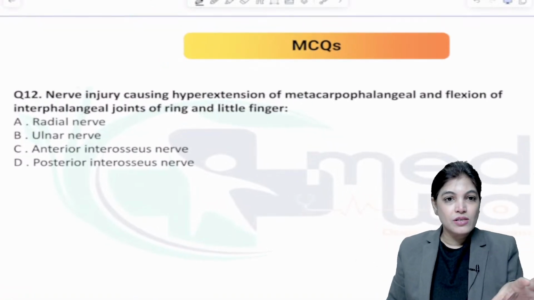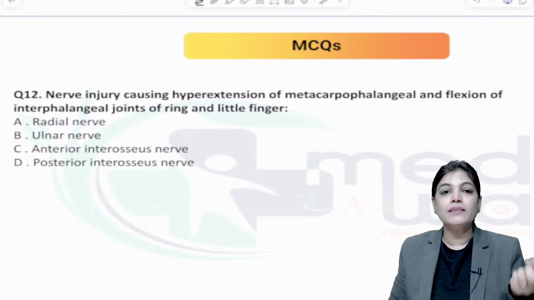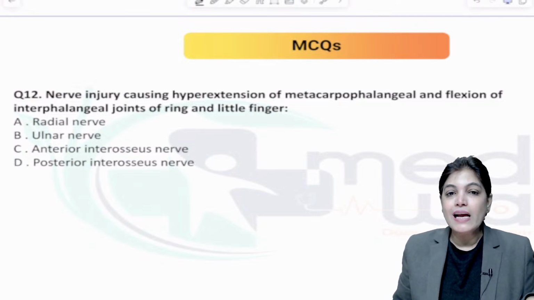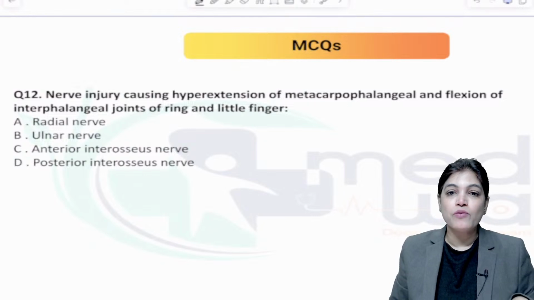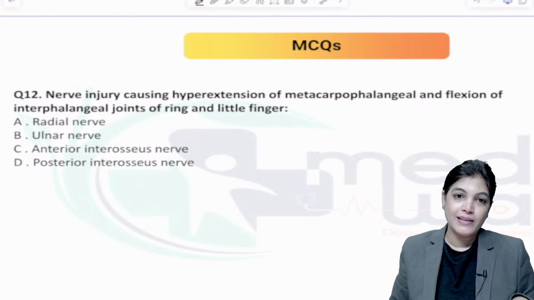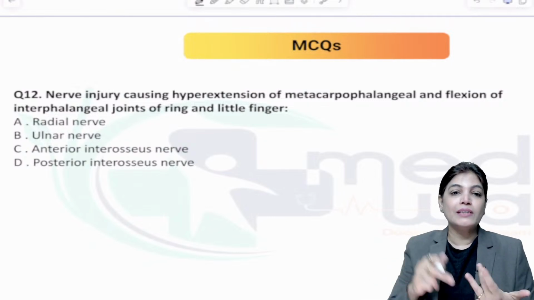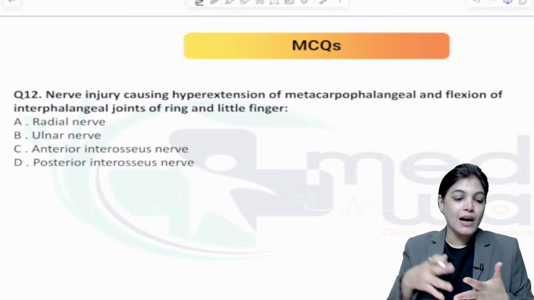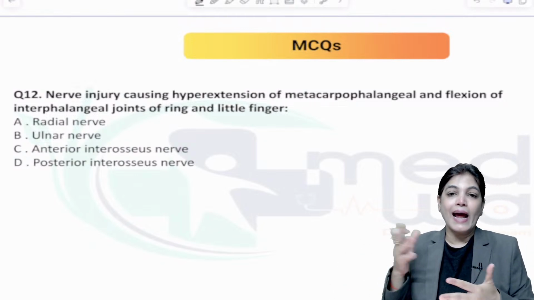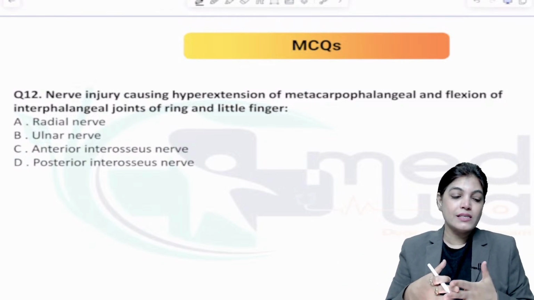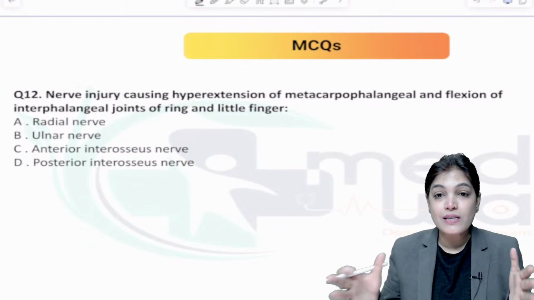The clinical history was given and you have to identify the nerve injury which is causing hyperextension of metacarpophalangeal joint and flexion of interphalangeal joint of ring finger or little finger. You have to identify whether radial nerve is involved in this case, whether ulnar nerve is involved, whether anterior interosseous nerve is involved, or posterior interosseous nerve. So this is a question of claw hand.